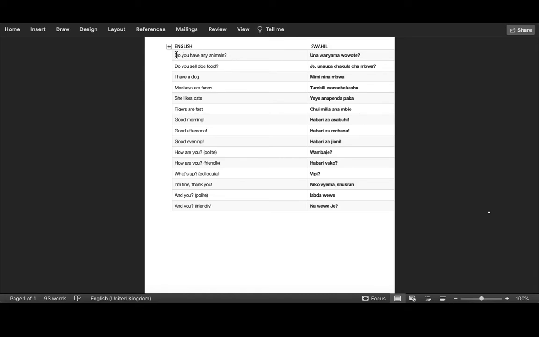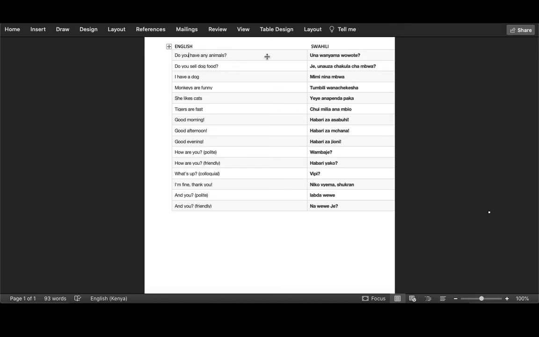So the first sentence: do you have any animals? In Swahili, una wanyama wowote? Wanyama is animals in plural. When it's just single, it's mnyama, but in plural it's wanyama. Wowote is any. Una is do you have. This u stands for you.